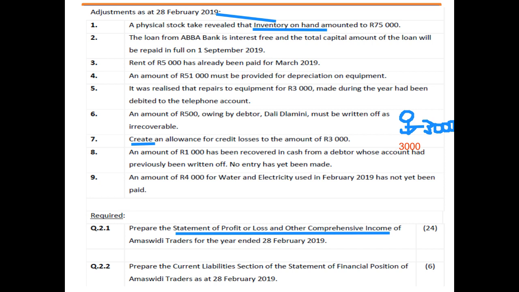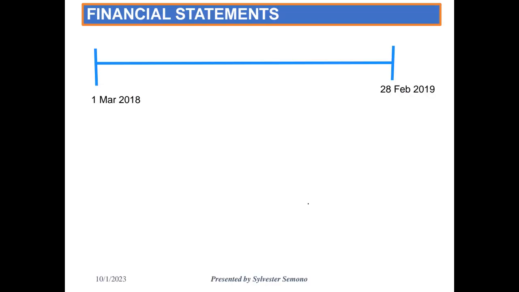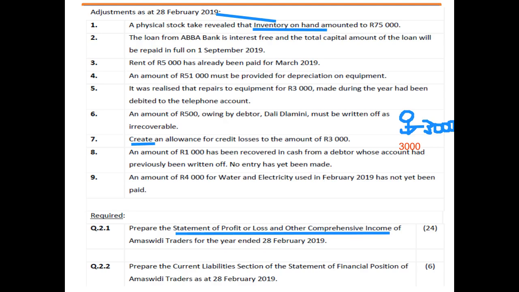Okay, let me do it like this. What if? I know it's gonna challenge you. What if here it was not 0? What if it was 2,000 here? Then we will have the difference of 1,000. And that 1,000, will it be an income or expense? An income. Why?